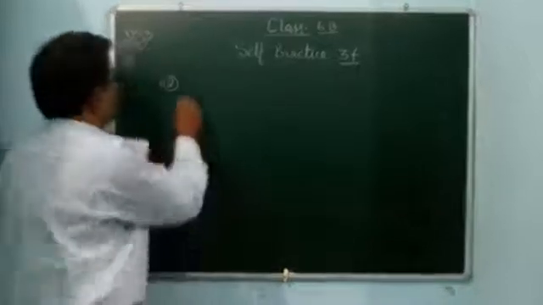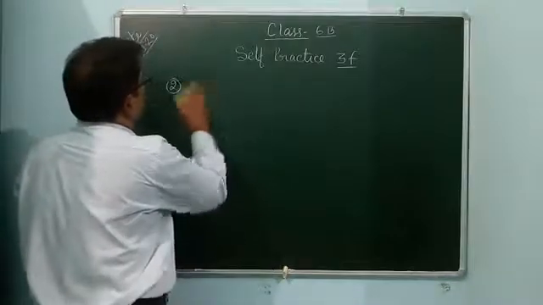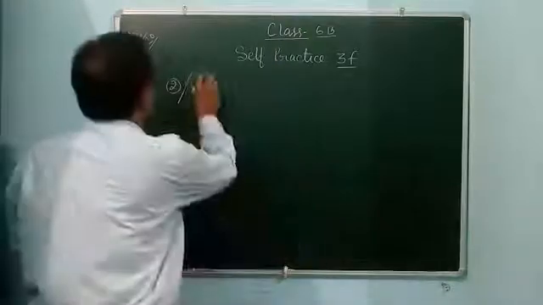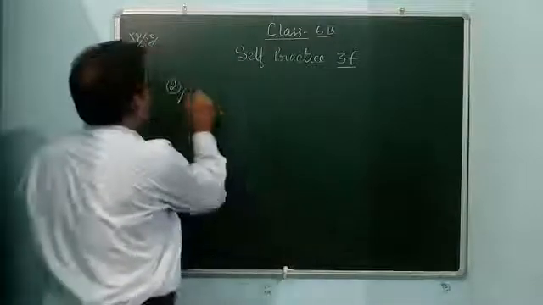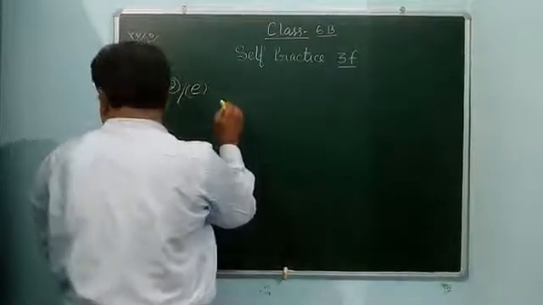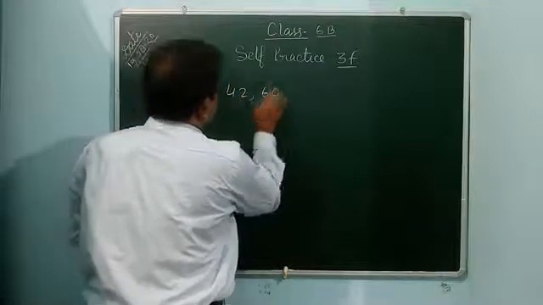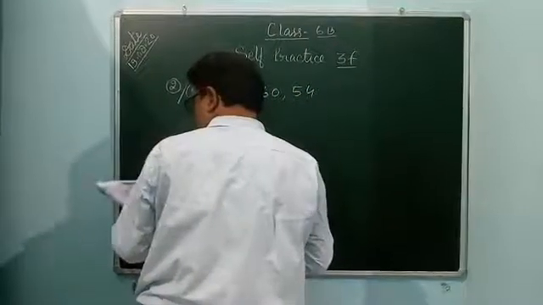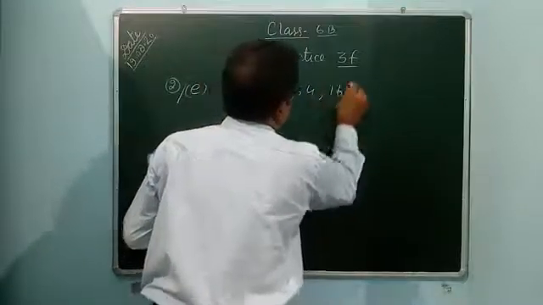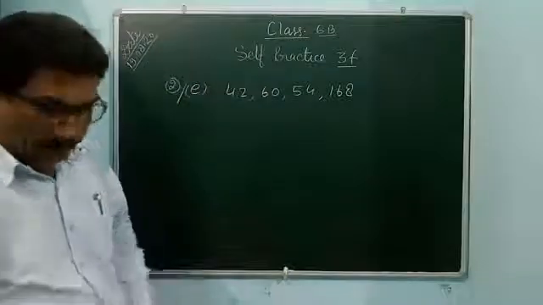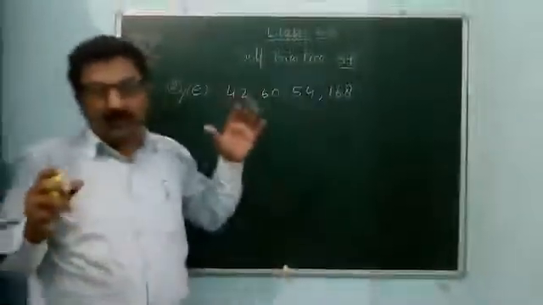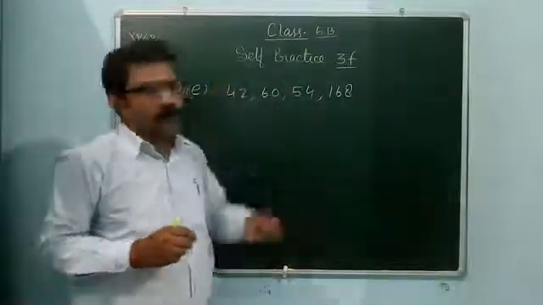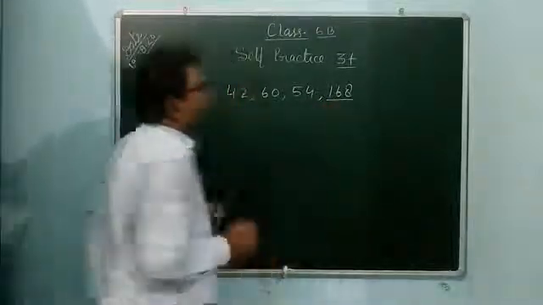Long division method: 42, 60, 54 and 168. So firstly you see which number is the greatest among all the given numbers. So 168 is the biggest number, the greatest number.